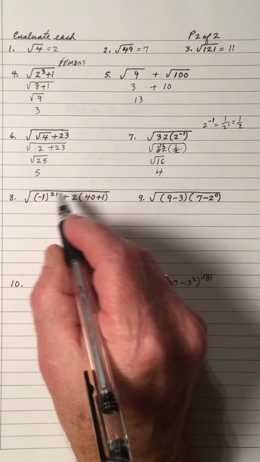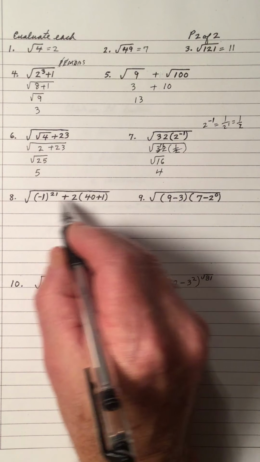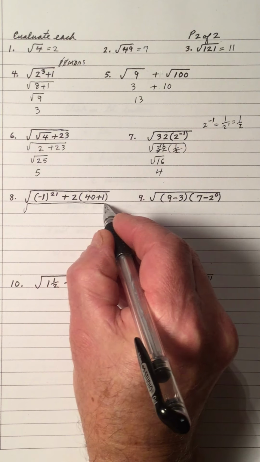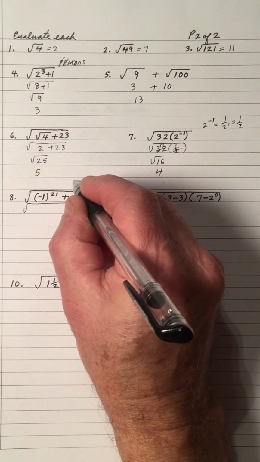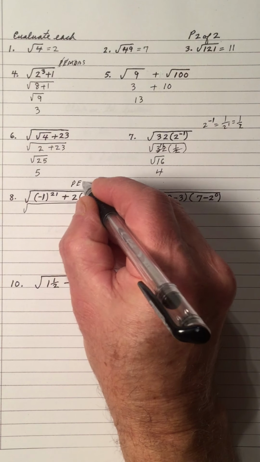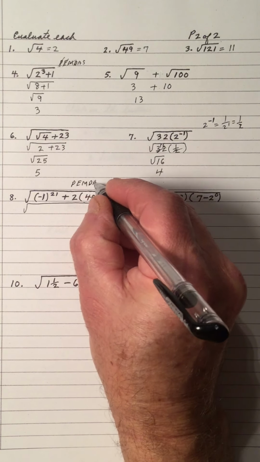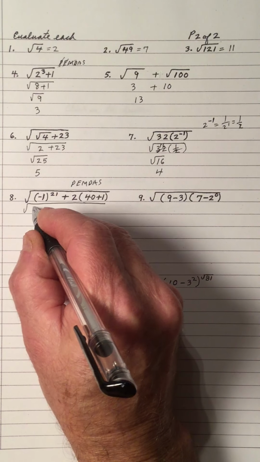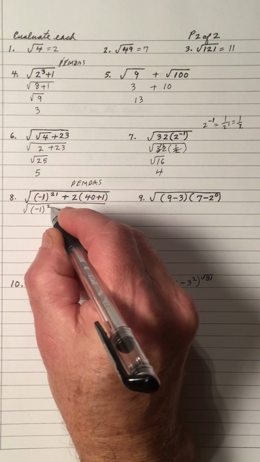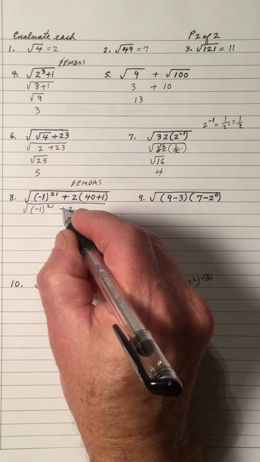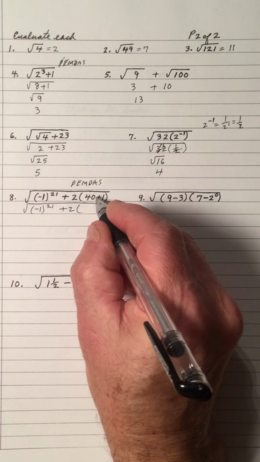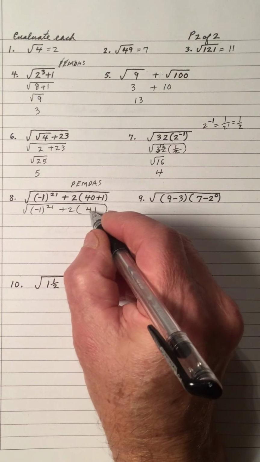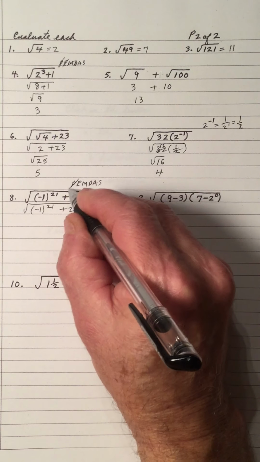Number 8, we have a square root, and these are all on the inside. Let's simplify the inside. And we have to do P-E-M-D-A-S, so let's follow that. We have brackets, so let's work out the negative 1, can't do anything with that. But we can work out the inside of these two brackets, which is 41. So 40 plus 1 is 41. So the inside of the brackets is done.